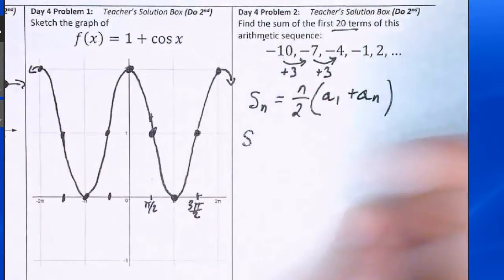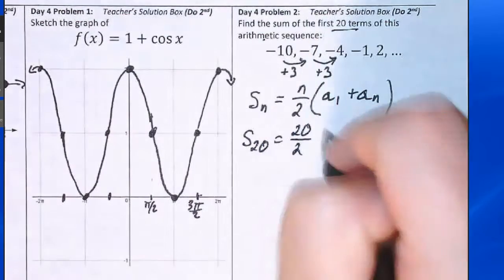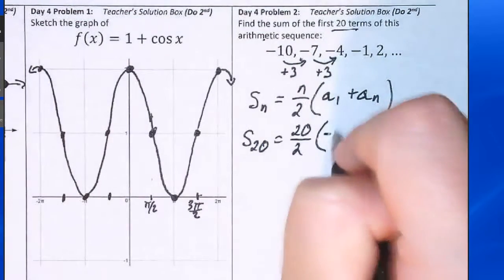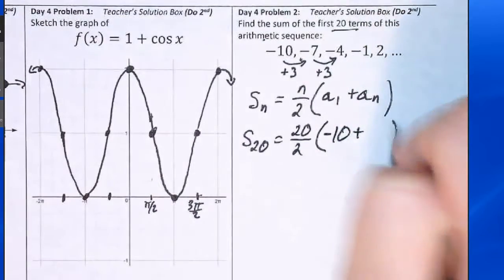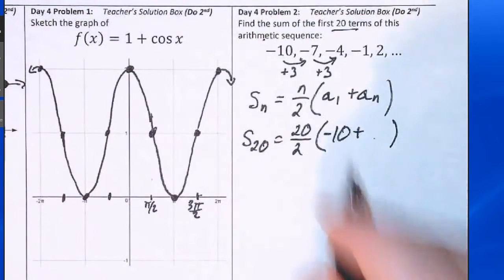We want to find the sum of 20 terms. And so let's use that n is 20. The first term is -10, and we want to add the last term. We don't happen to know what the 20th term is, so let's find it.